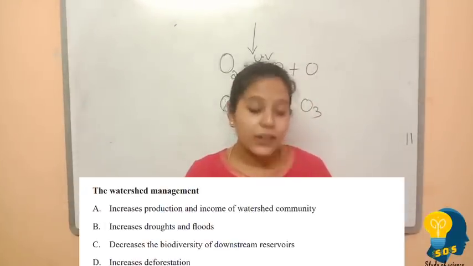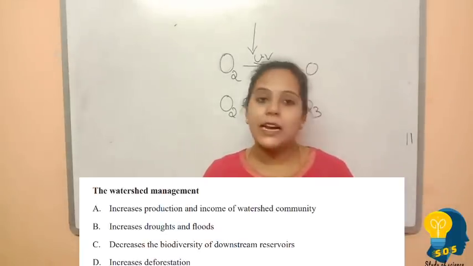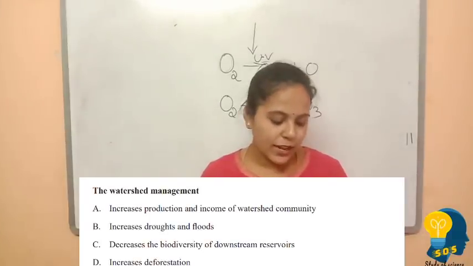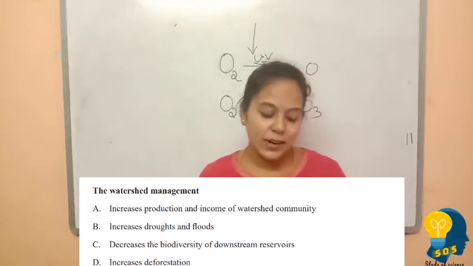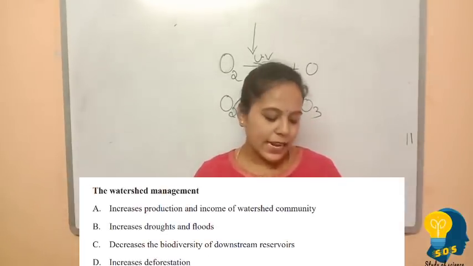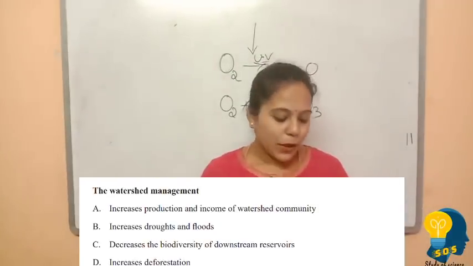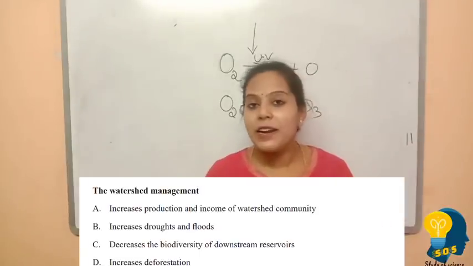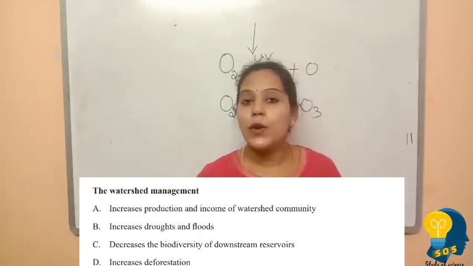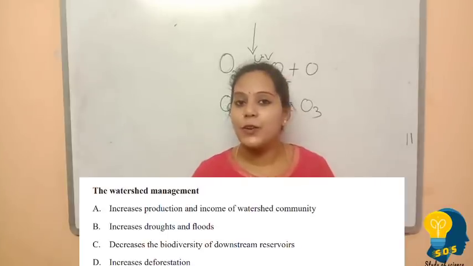So the next question and the last question of biology is the watershed management. And the options, you can check it on the screen. Increases the production and income of watershed community, increases the droughts and floods, decreases the biodiversity and downstream reservoirs, and increases the deforestation. Correct answer here is option A. Because when watershed management is there, we are managing, we can increase the production and we can also increase the watershed community. So that is why the first option is the correct one.